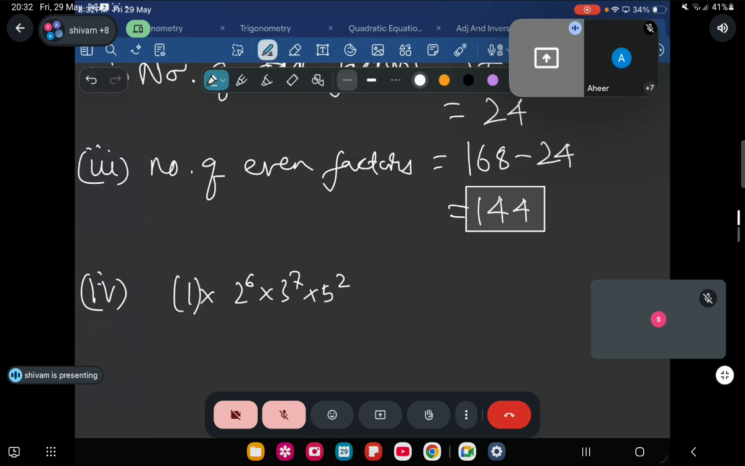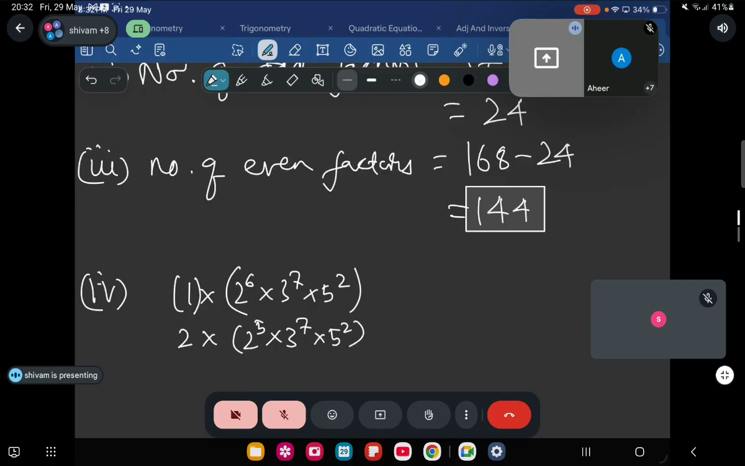1 into 2 to the power 6 into 3 to the power 7 into 5 square. This is one way to write the total number of odd factors. Okay, this is the total number of ways in which we can write it as the product of two numbers. Next, another way to write it as 2 into 2 to the power 5 into 3 to the power 7 into 5 square.